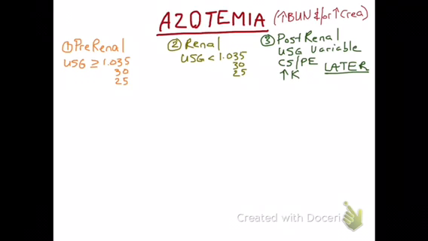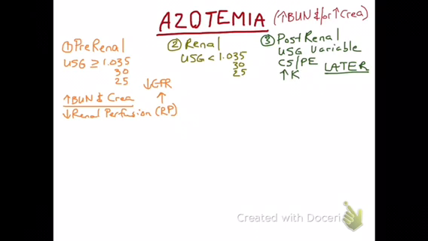So going back to pre-renal azotemia for a moment, we can have an increase in BUN and creatinine, and if we see this, that means that there is a decreased renal perfusion, so there's decreased blood flow to the glomerulus. That means that not enough blood is being filtered and it's building up in the blood. So there's a decreased GFR because of decreased blood flow.